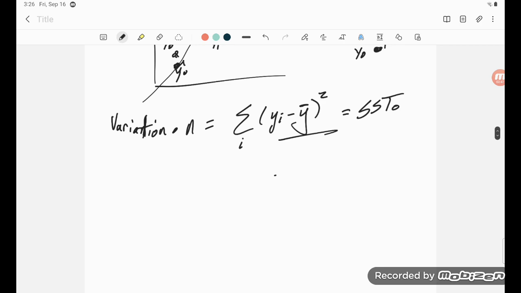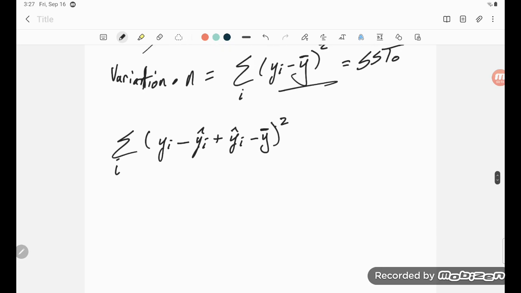Now I can do some little bit of fun algebra here with adding and subtracting, or actually subtracting and then adding the same thing. So suppose I take those predicted values and subtract and add them, and do that. Okay, well that's still my sum of squares total.